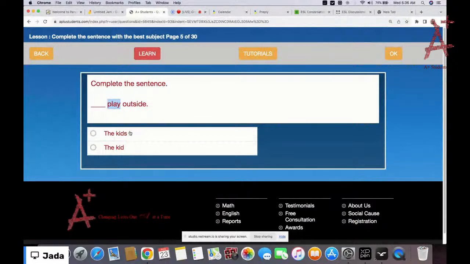You have to be very careful when choosing your answer, because if you choose a wrong answer, then you're going to get it wrong. Okay? All right, so let's move on now to the next.